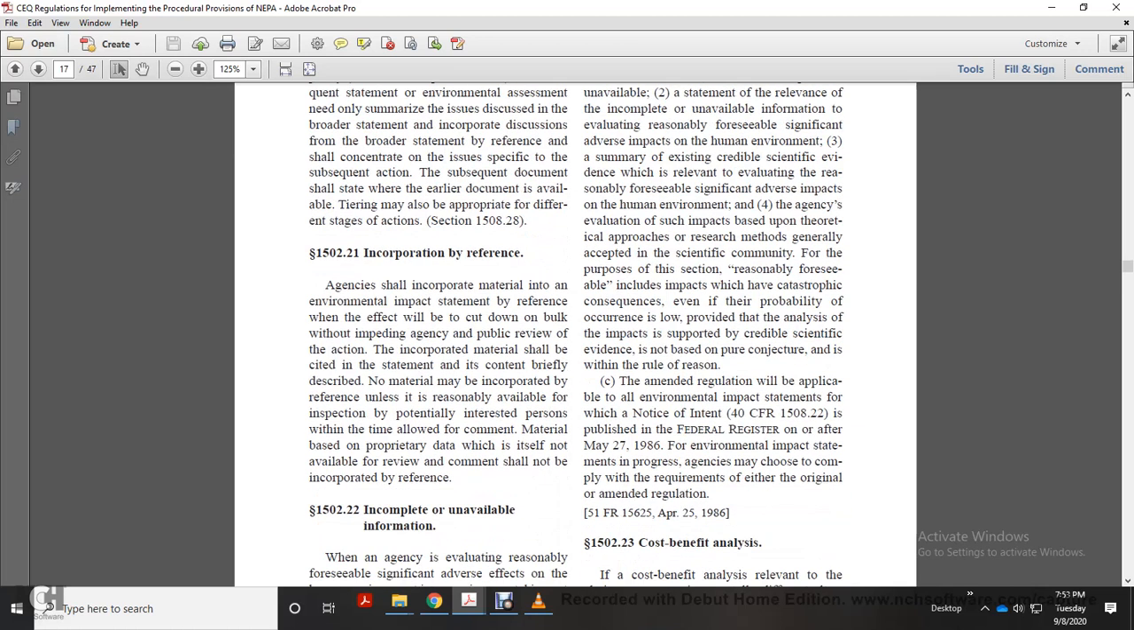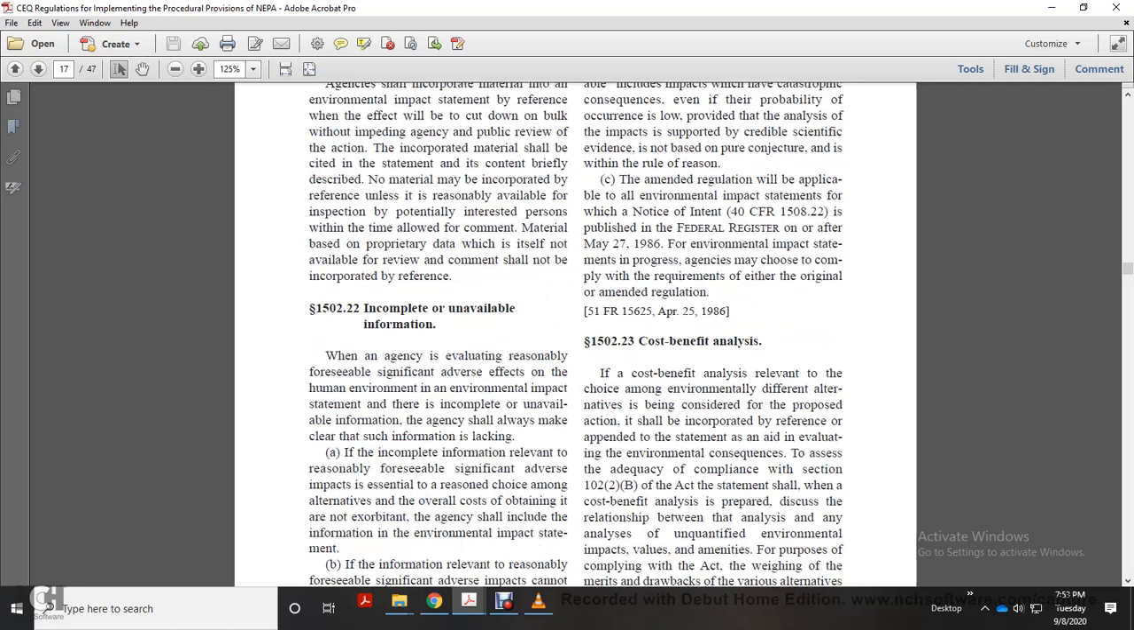Amended regulation applicable to environmental impact statements with a notice of intent, Title 40 CFR 1508.22, published in the Federal Register on May 27, 1986. For environmental impact statements in progress, agencies may choose to comply with the requirements of either the original or the amended regulations.